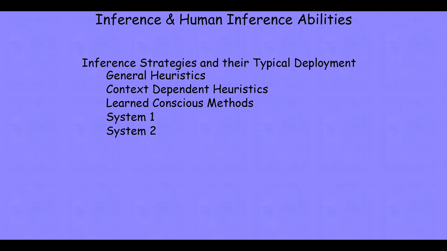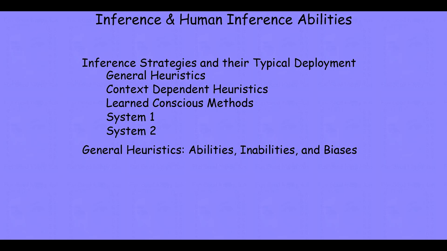Learned conscious problem solving involving working memory is grouped into System 2. And as we'll see, System 1 and System 2 are complementary systems that interact with each other, though not as well and as often as we might like. After we go through those basic distinctions and the relationships between those systems in typical inferences and decision making, we'll turn our attention to that first category, general heuristics.